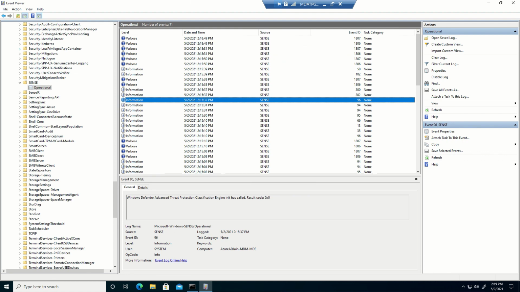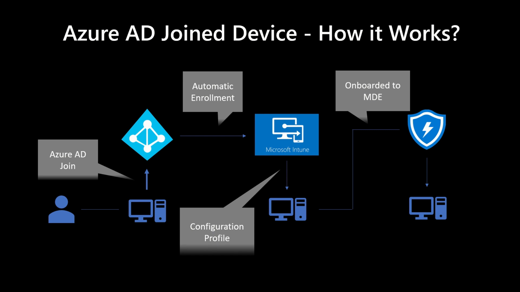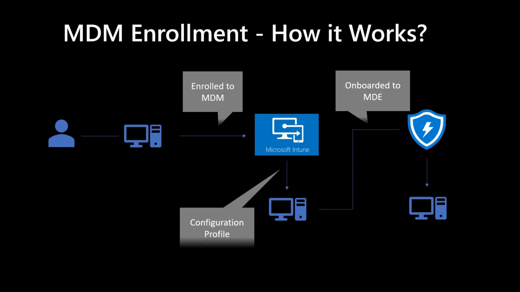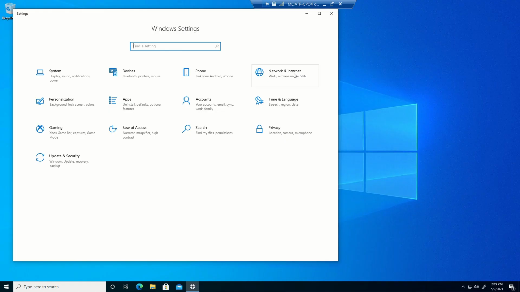Okay, now let's talk about the next use case, which is MDM enrollment. That means the user is not Azure AD joining the device. He or she has simply opened settings, and then clicked on enroll this device to MDM management. In this case, the device will get directly onboarded to Microsoft Intune, and from here the configuration profile will be pushed and the device will get onboarded to Microsoft Defender for Endpoint. Now let's see how exactly this setting is going to work.